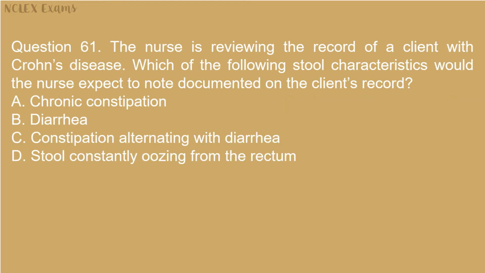Question 61. The nurse is reviewing the record of a client with Crohn's disease. Which of the following stool characteristics would the nurse expect to note documented on the client's record? A. Chronic constipation. B. Diarrhea. C. Constipation alternating with diarrhea. D. Stool constantly oozing from the rectum.